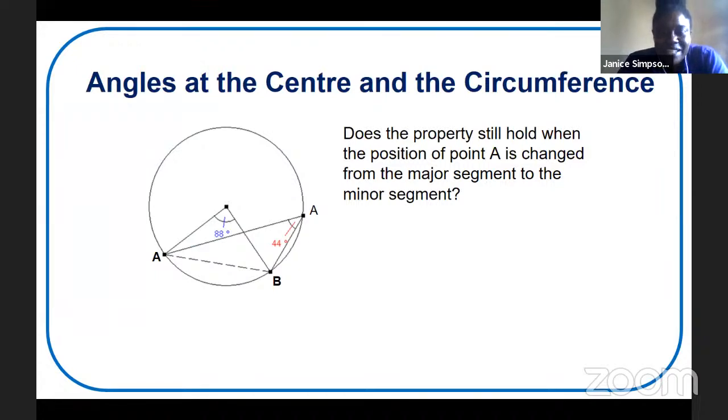So look at the point A now. Imagine that the point A is no longer in the major segment, but it has been reassigned, or we change it, or we put it down into the minor segment. Will the property still hold?